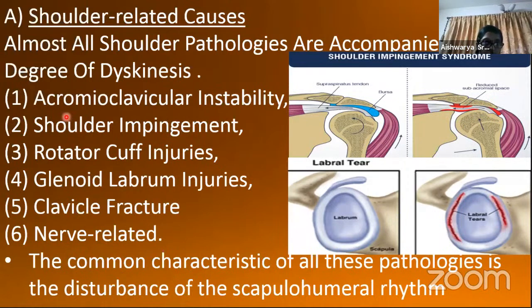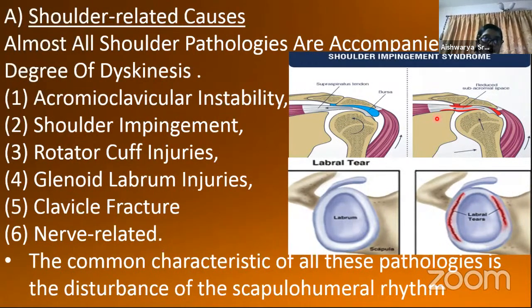Now, shoulder impingement. If you can see this picture, the supraspinatus tendon is going into this subacromial space. When there is an impingement, it's pressing on the supraspinatus muscle, thereby causing an injury and a compression. So when this happens, the muscle automatically weakens and therefore it's not holding the scapula properly, thereby causing a dyskinesis.